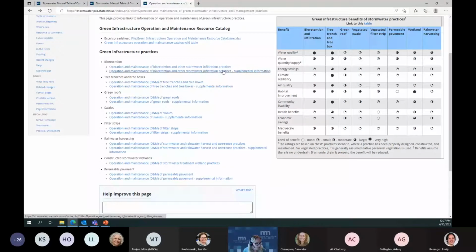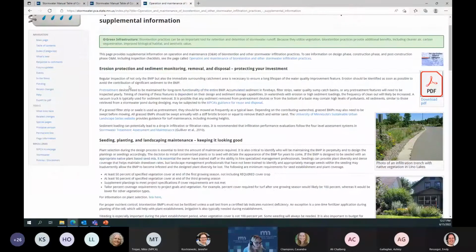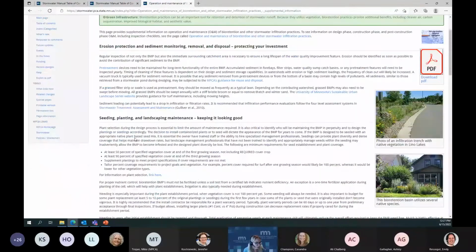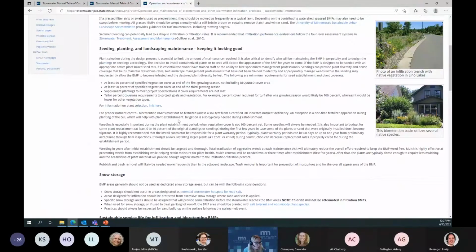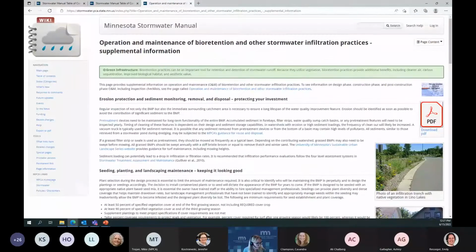There's also a supplemental information page associated with each practice. And the supplemental information is a little bit more specific to that practice. So if maybe you have questions about erosion or seeding or snow storage, what that should look like for that individual practice, that's there as well.